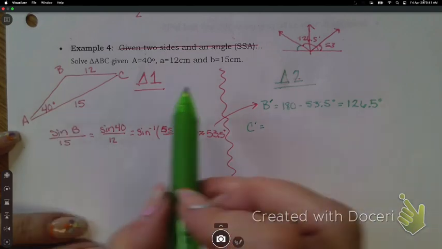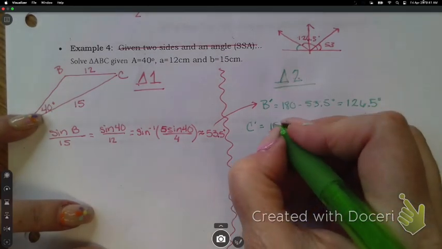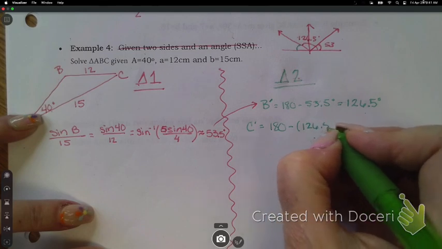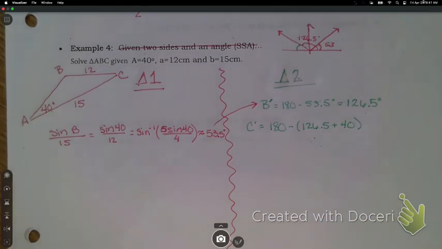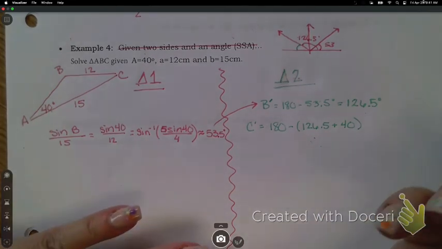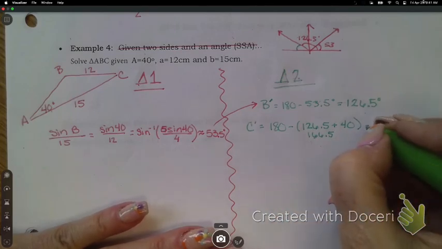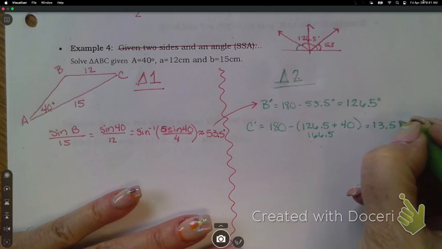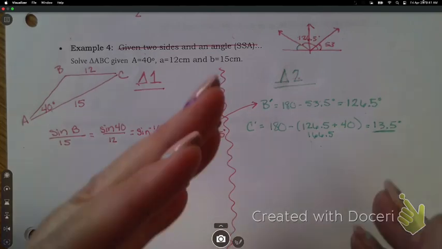No, we're staying here. I have A, 180 minus 126.5 plus what? 40. Because 40 was given, it's given for both. So it's 166.5? 13.5. So at this point, as long as this is bigger than 0, is this a second triangle?